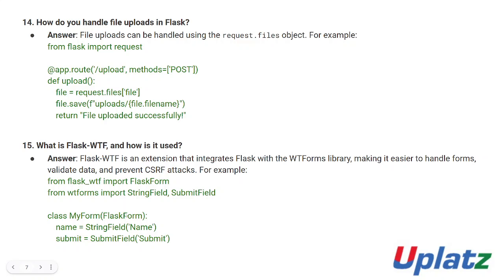So this is the parent class and this is the child class. name = StringField, we have used this, then within quotes 'Name'. So it will be a string field in the HTML file. Now submit = SubmitField('Submit'). This will be a button. Here is the submit field.